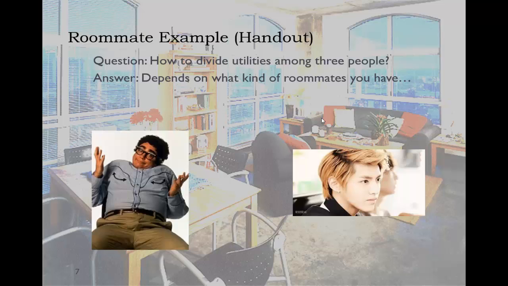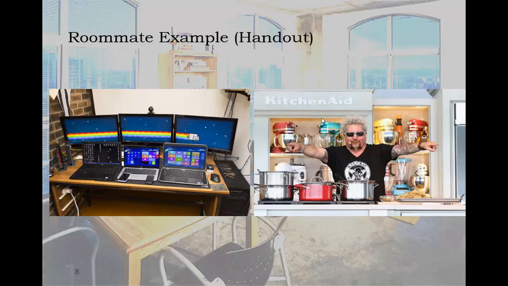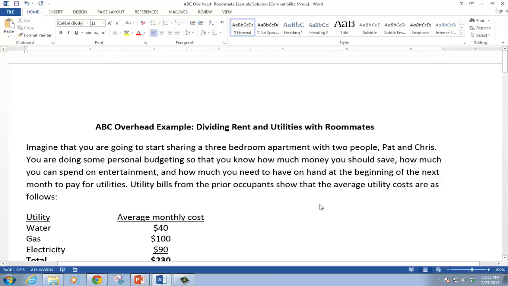So if Pat and Chris were kind of normal roommates, then maybe you could be a little bit more precise. But if they're not normal roommates, where maybe Pat uses a lot of electrical equipment and Chris does a lot of cooking, then you might think more carefully about how to divide up the utilities. Let me go to a Word document which will be posted on Desire to Learn so that you can look at it later. All right, but basically here's the problem up here.